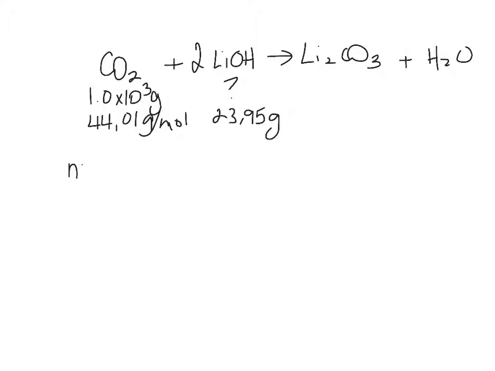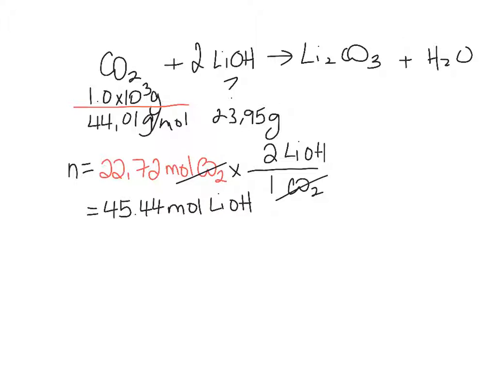You need to calculate the number of moles first of carbon dioxide. So you're going to take your mass divided by your molar mass to give you moles. So now we take that and we multiply it by the molar mass. So what mass do we have?